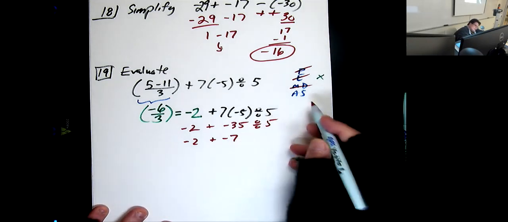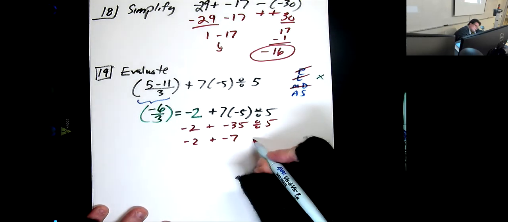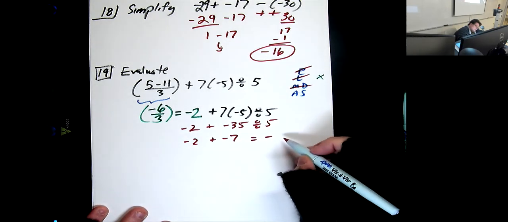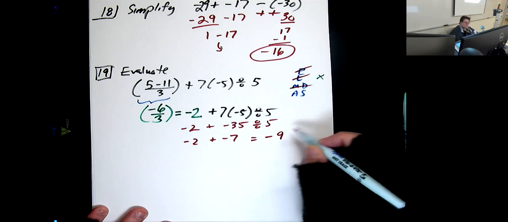-2 plus -7, they're both negative, so I just add the numbers and use the sign. 2 plus 7 is 9, and they were both negative, so it's negative 9.